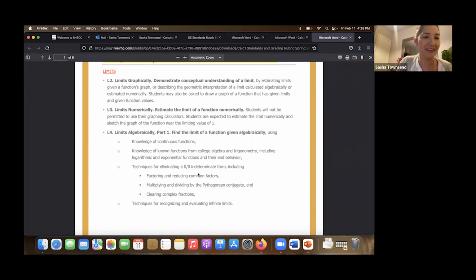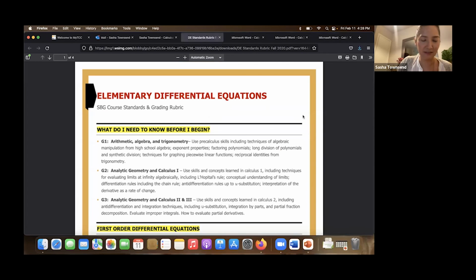With limits algebraically, there are a lot of things they need to know how to do. They need to eliminate a 0 over 0 indeterminate form in these 3 ways. They need to know continuous functions. They need to know exponential and logarithmic functions and their limits. And they have to know how to recognize and evaluate an infinite limit algebraically. And it's all outlined right there on the document. You guys are a Diffie crowd, so here's the Diffie one. They've got 3 prereq standards going through Calc 3.